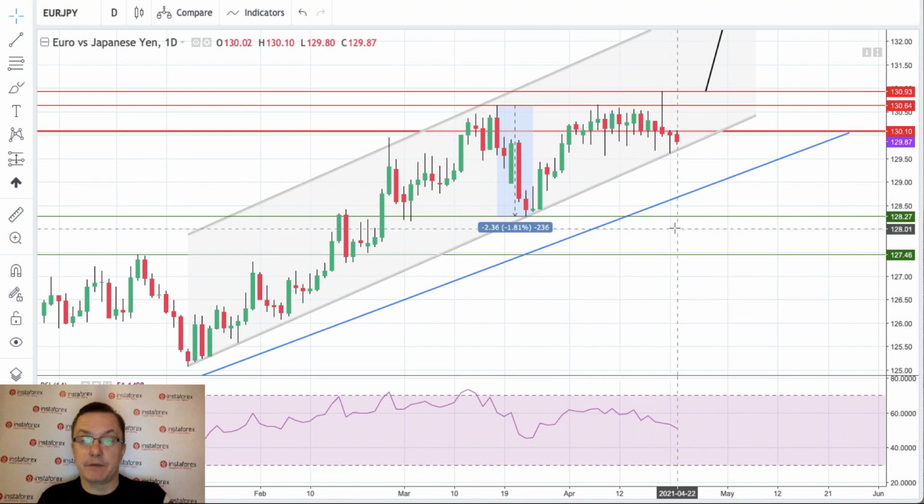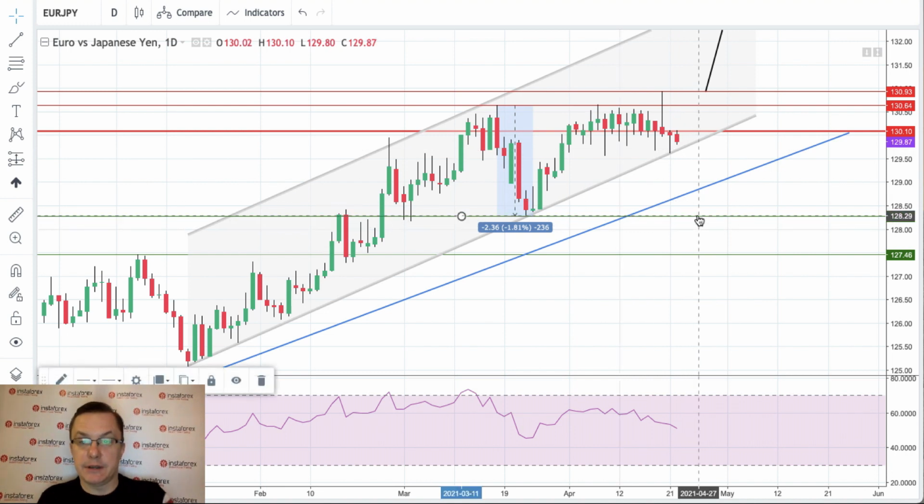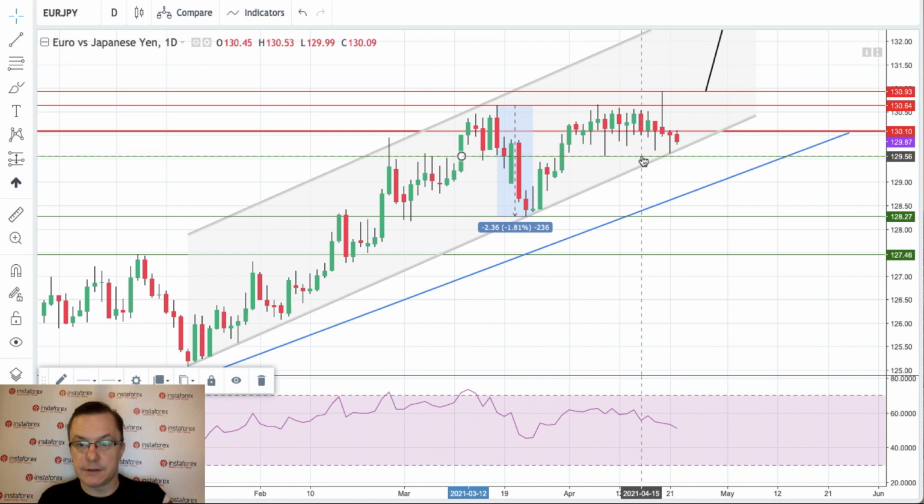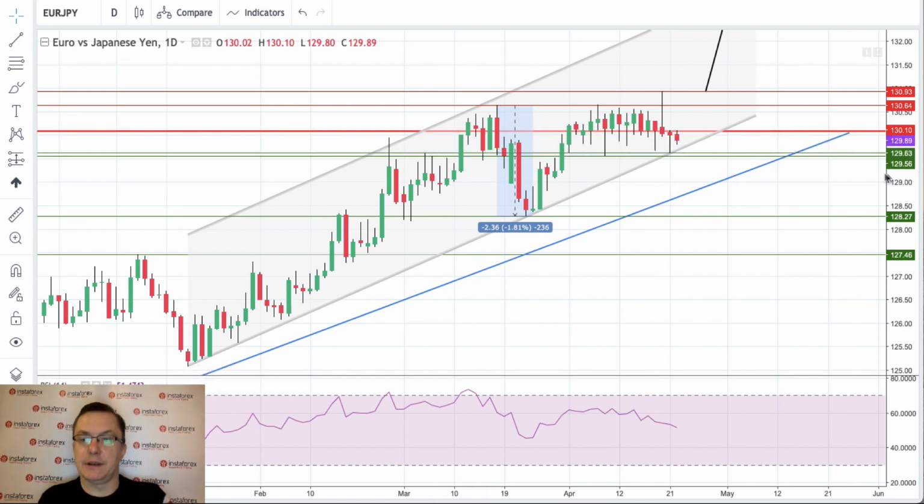So any violation of the local consolidation zone, and this is the lower level of the consolidation, somewhere here, or maybe even somewhere, there you go, from low from the yesterday, 129.65, 129.56. That's the lower level of the consolidation. Any violation and any daily candle close below this level will open the road towards the test for the blue line, and then 128.27.